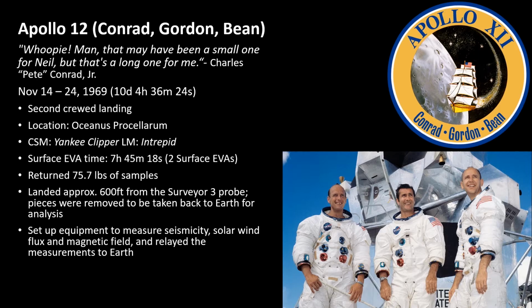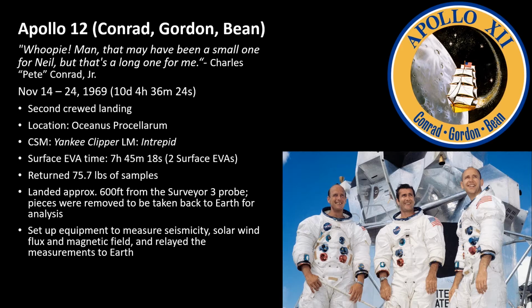Apollo 12 was the second crewed landing to the Moon and consisted of Commander Charles Pete Conrad, Command Module Pilot Richard Gordon Jr., and Lunar Module Pilot Alan Bean. The location of this landing was Oceanus Procellarum. The Command Service Module was named Yankee Clipper, and the Lunar Module was named Intrepid.